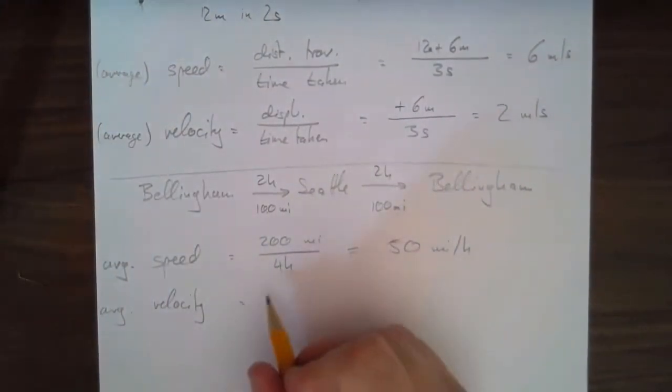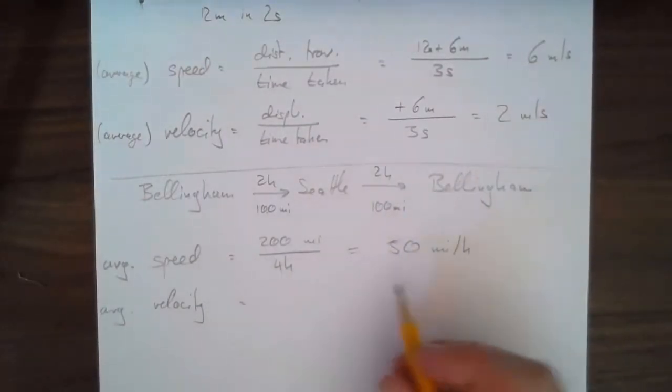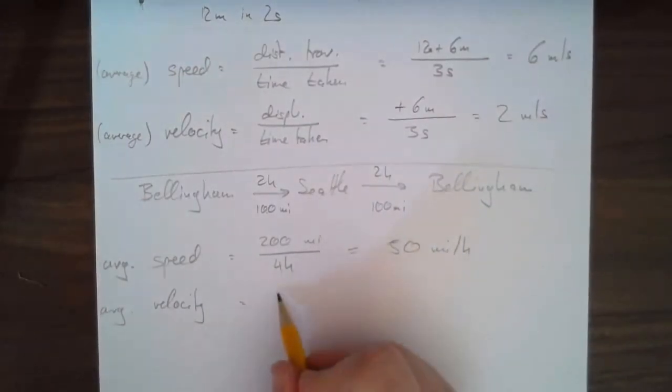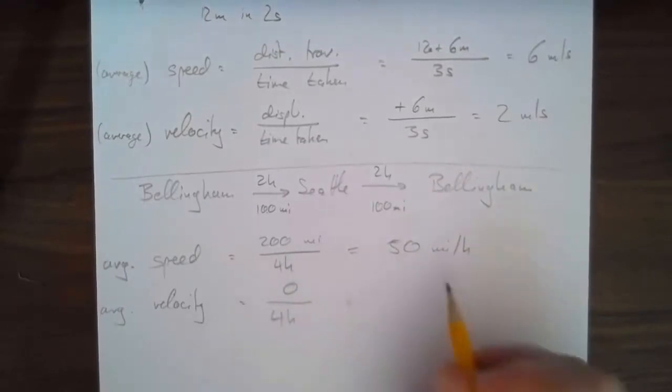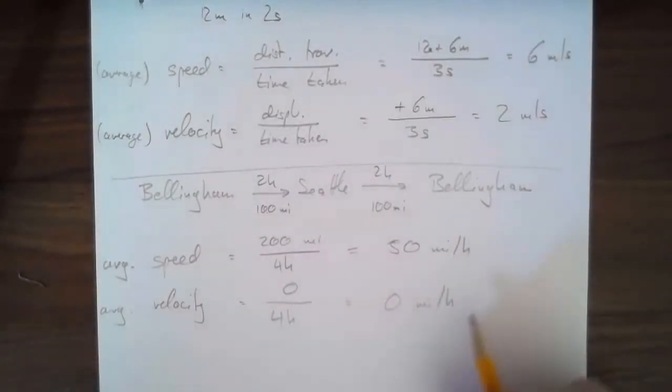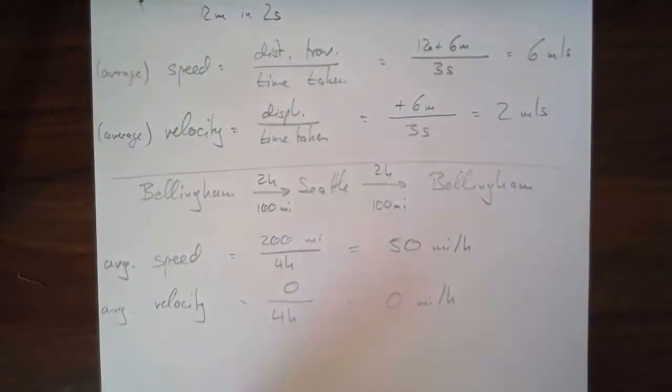Well, my average velocity, what's my displacement? I ended up where I started. That means my displacement is 0. It took me 4 hours to do it. So this is 0 miles per hour. South, north, well, if it's 0, then I don't really need to specify a direction, because I didn't go anywhere, no matter what direction you're talking about. So let me say this again. Why is this 0?